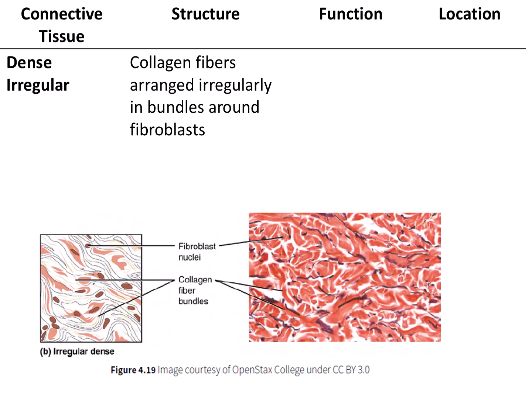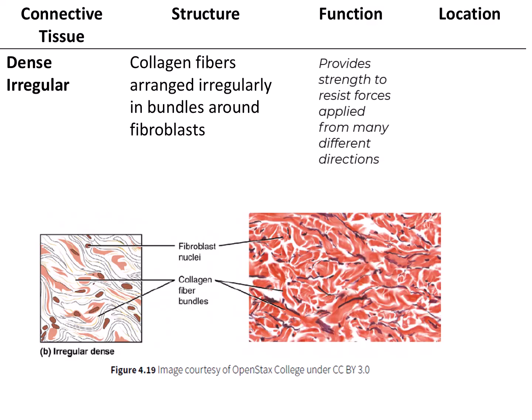Dense irregular connective tissue, on the other hand, contains collagen fibers that are arranged irregularly in bundles around fibroblasts. This type of connective tissue provides strength to resist forces that may be applied from many different directions. Dense irregular connective tissue is found in the dermis of the skin. This type of connective tissue makes up the capsules that cover organs.